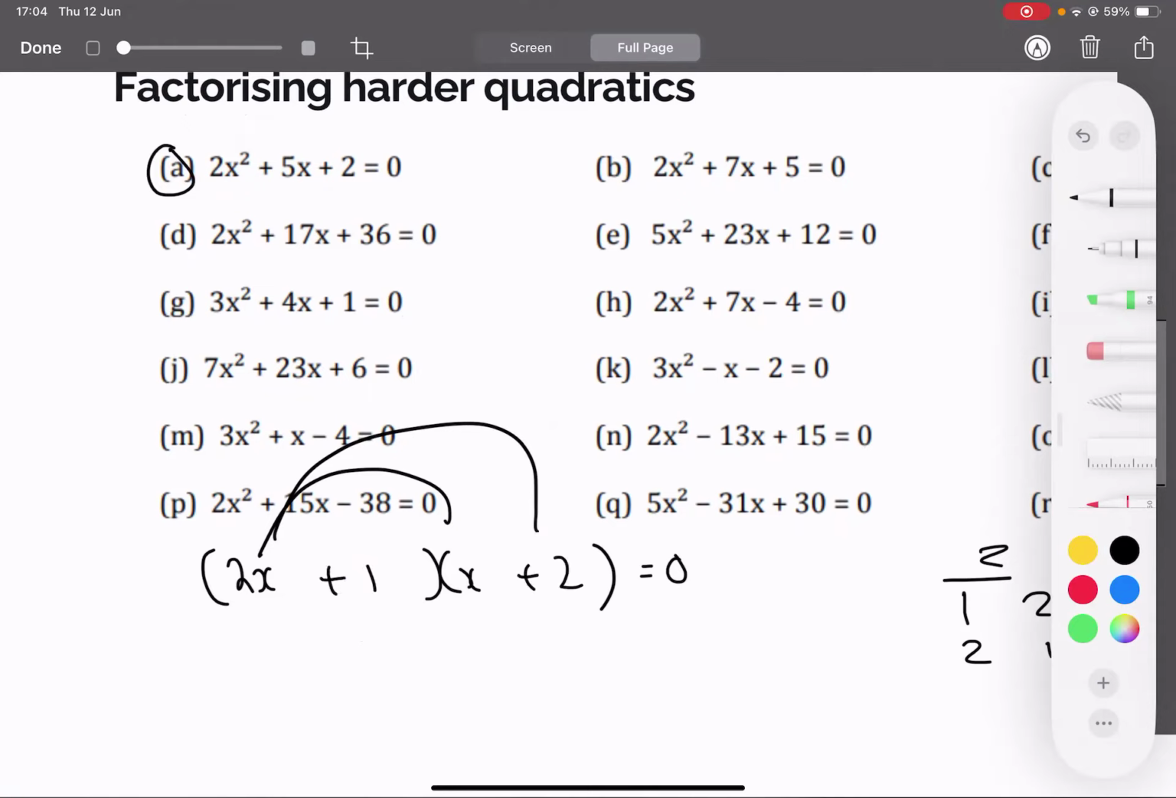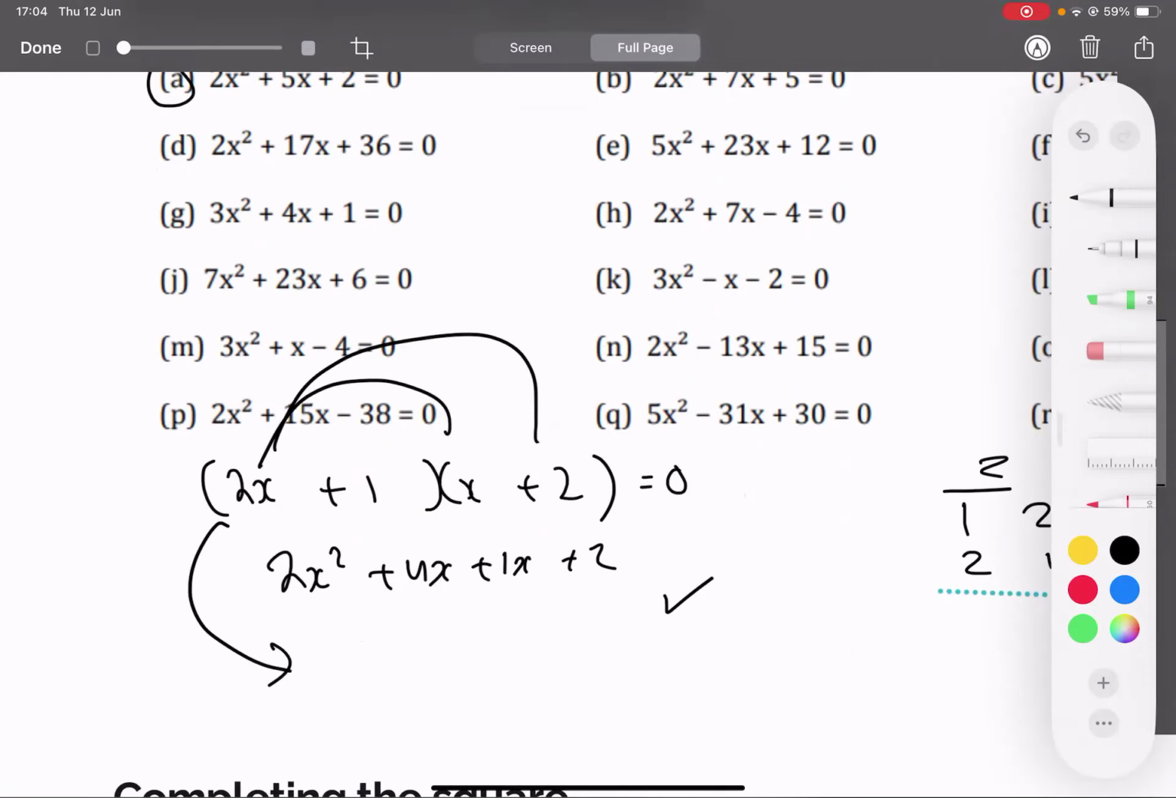So now I'll expand and check. 2x squared plus 4x plus 1x plus 2. It worked. So that's the answer. So if I grab the answers for these, 2x plus 1 equals 0, x plus 2 equals 0, x equals minus 2, and x equals minus 1 over 2. I have to just equate each of the brackets to 0 and then get the answer.